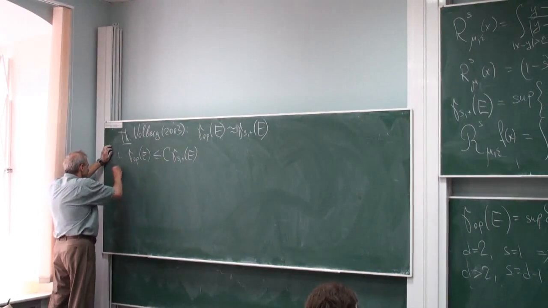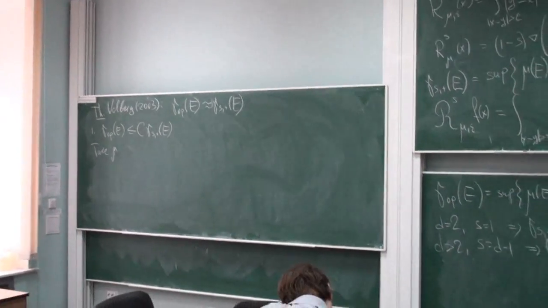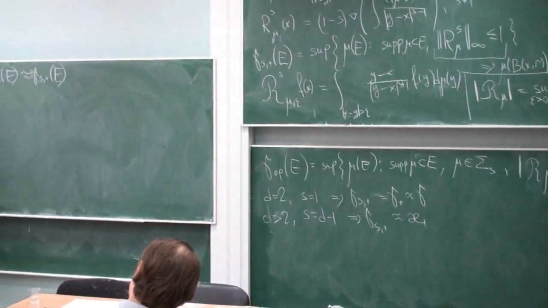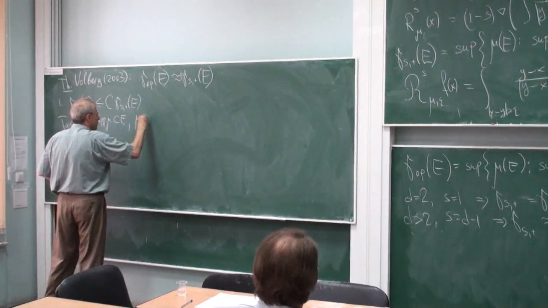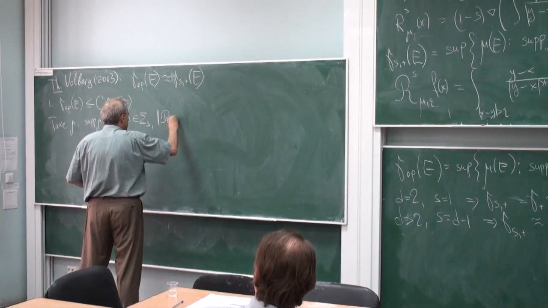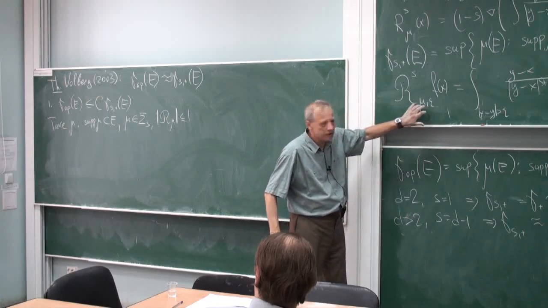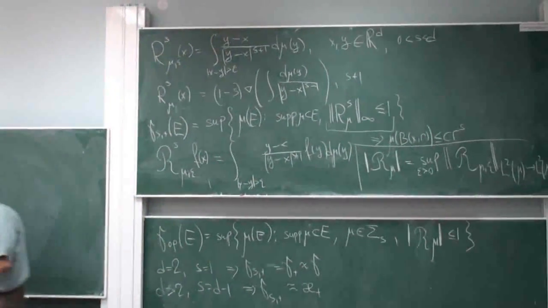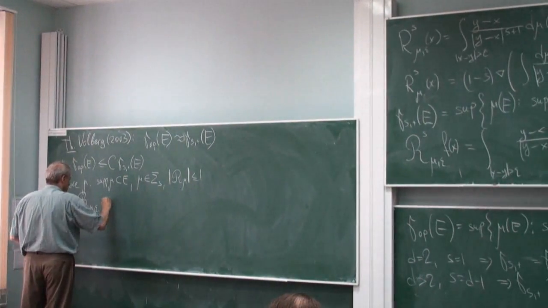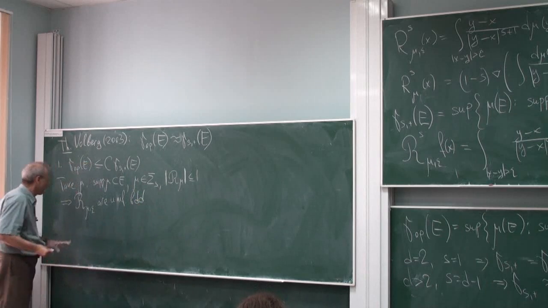So we take a measure participating in the definition of this capacity. So take a measure supported on E with the corresponding growth, and such that the operator is bounded. That means that all truncated operators are uniformly bounded. Okay? So all truncated operators, R mu epsilon, are uniformly bounded, uniformly in epsilon.